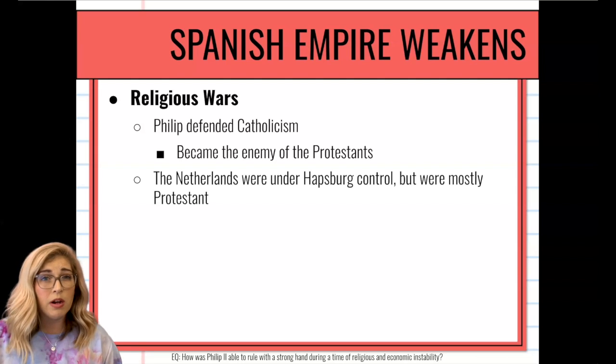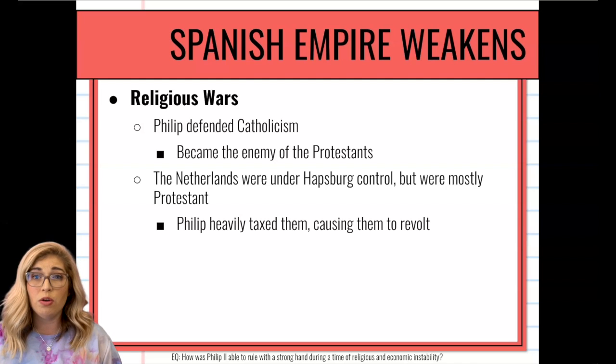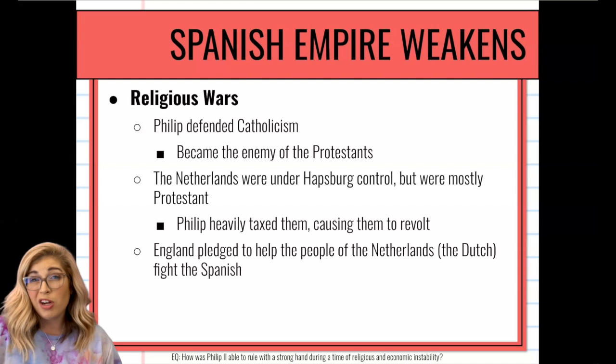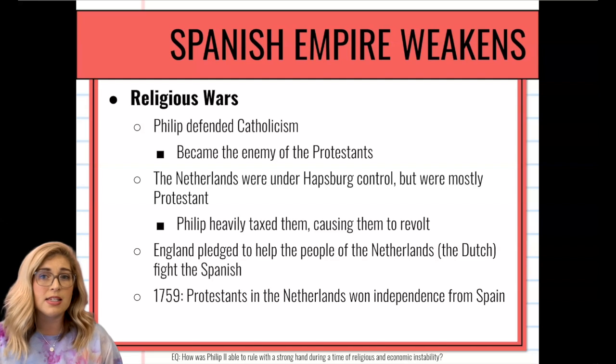At this time period, a location known as the Netherlands, which is in Northern Europe, was under Habsburg control, a family known as the Habsburgs, and they were mostly Protestant. Philip heavily taxed them, causing them to revolt, and he creates a religious war. England pledged to help the people of the Netherlands, also known as the Dutch, to fight the Spanish. And in 1579, the Protestants in the Netherlands won independence from Spain.